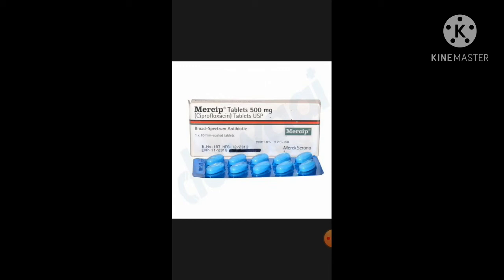Now I will tell you what the side effects are. Nausea, abdominal pain, diarrhea, vomiting, headache, rash, etc.